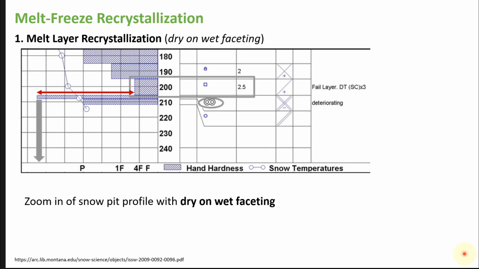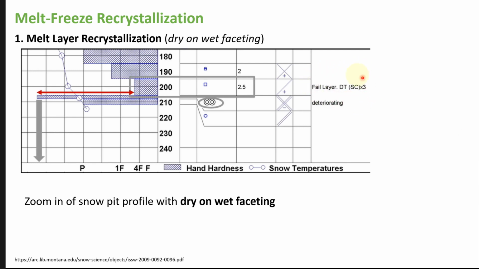So a zoom in of a snow pit profile with dry on wet faceting would look like this. You can see on this axis we have our hardness scale, we have our temperature profile here, and then what we see in terms of depth is a very thin but very hard layer right here at about 205 centimeters. And then we have this extreme decrease in the hardness. So we have very fluffy types here. And if you look at the snow forms, here we have a melt freeze form followed by facets that are around 2.5 millimeters on average.